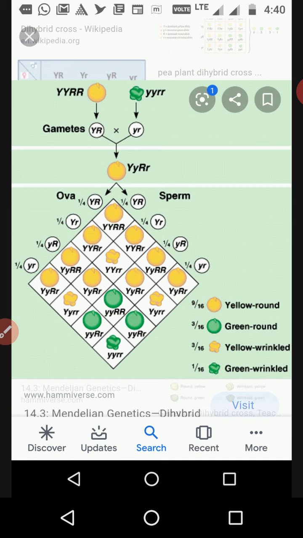So previously we have studied the monohybrid cross with a single character, and now we are going to study the dihybrid cross with two characters in each individual, two inherited characters in each individual. Clear? So that is called a dihybrid cross.